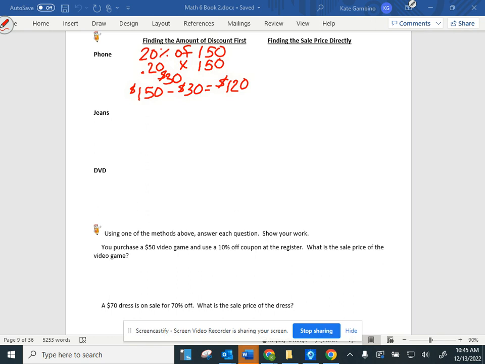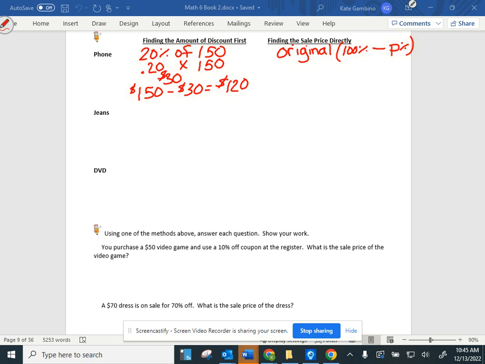So now we could also find the sale price directly. To do that, we're going to use this little formula. We're going to take the original price and we're going to multiply that by 100% minus the percent of the discount. So whenever we get new formulas, sometimes they kind of look complicated. I'm going to show you how easy this formula is to use.